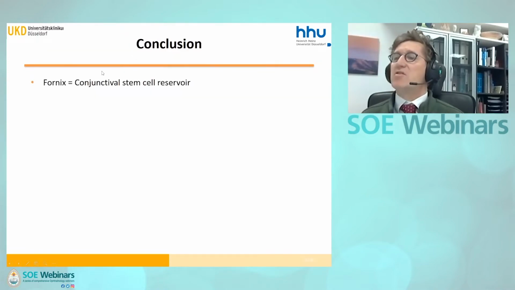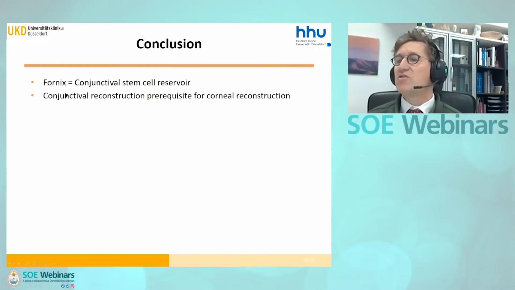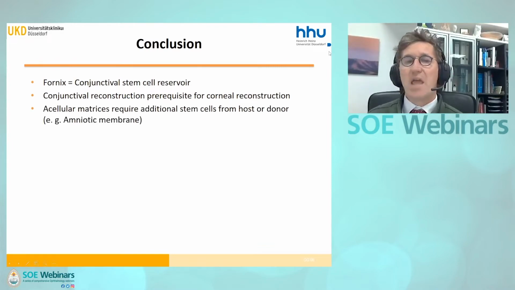So let me conclude. The fornix is the stem cell reservoir. For conjunctival reconstruction, this is a prerequisite for corneal reconstruction. We need acellular matrices.